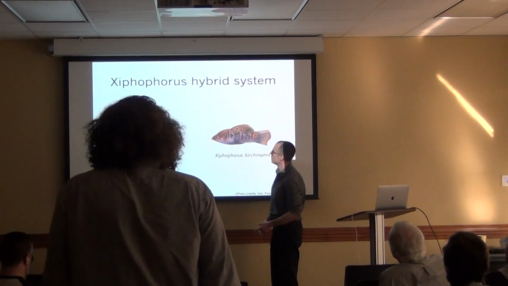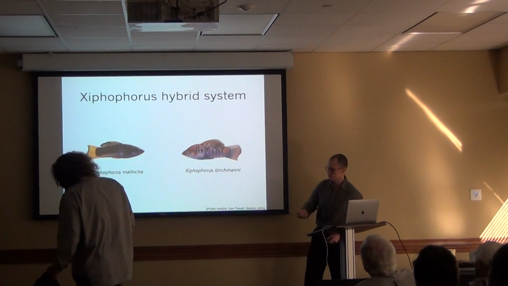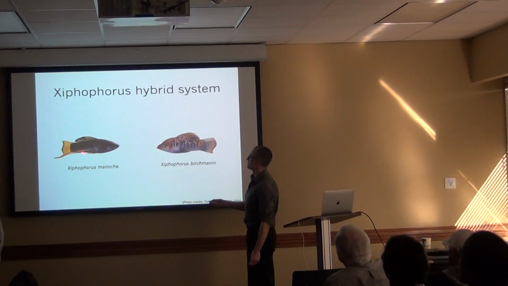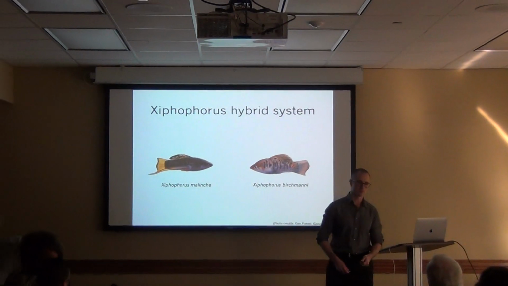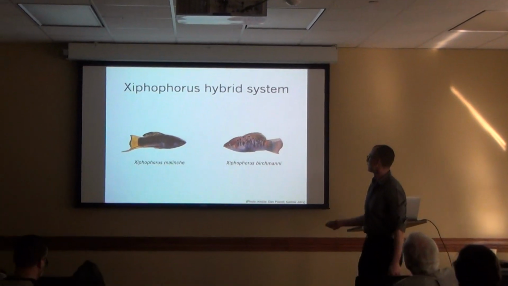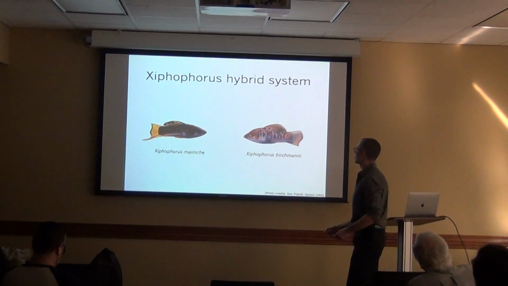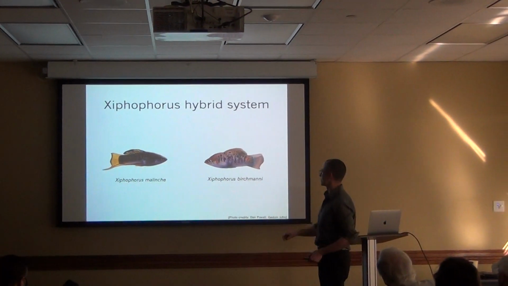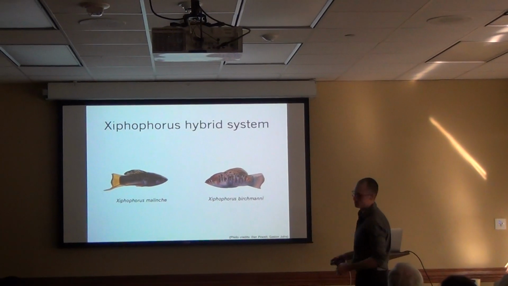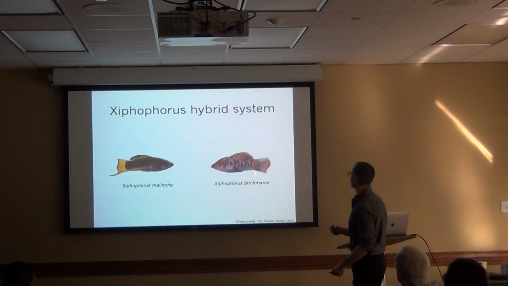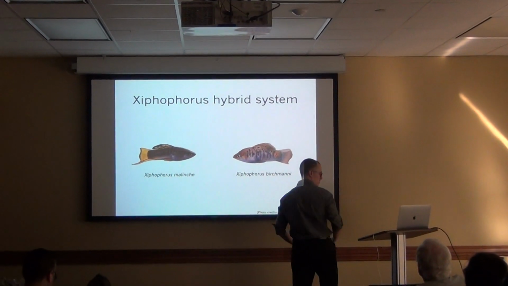So we have Malinche right here, and Birchmanni right here. And as you can see, there's quite a difference morphologically between these two species. Malinche, they have this extension of the caudal fin, it's called a sword. They have smaller bodies compared to Birchmanni. Birchmanni, they have bigger dorsal fins. There's also variation in the pigmentation between the two species.